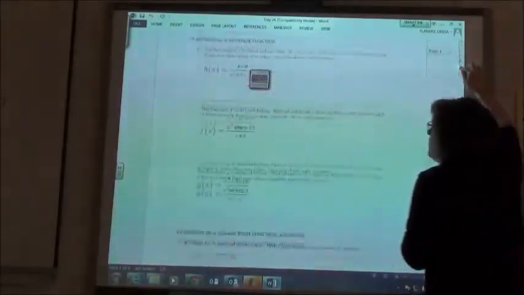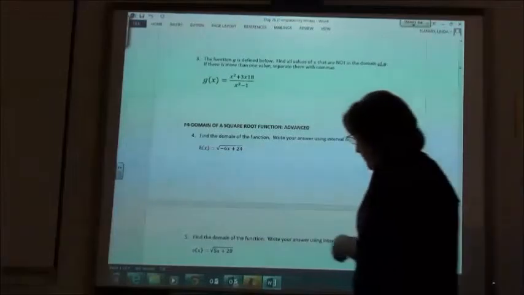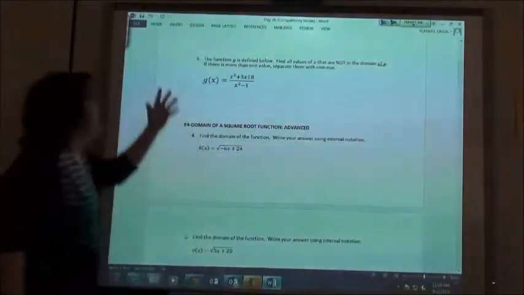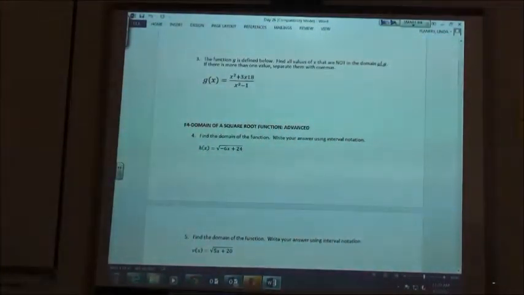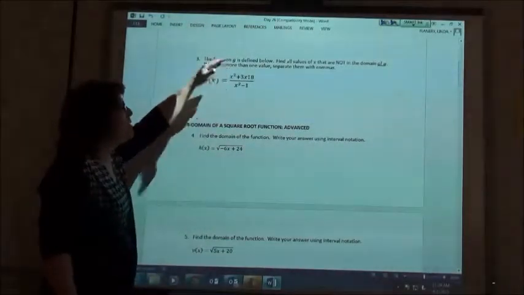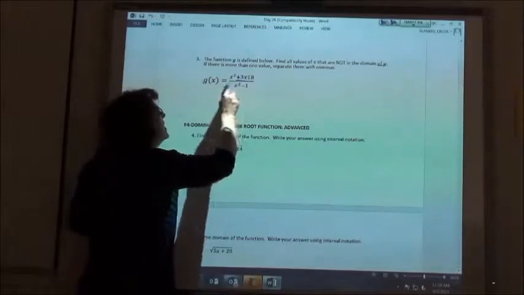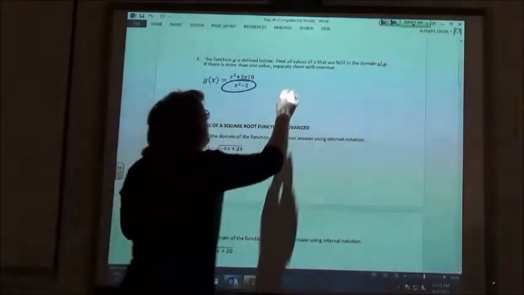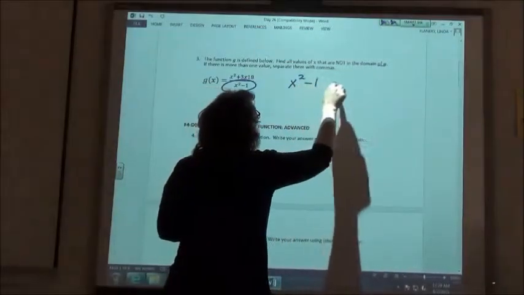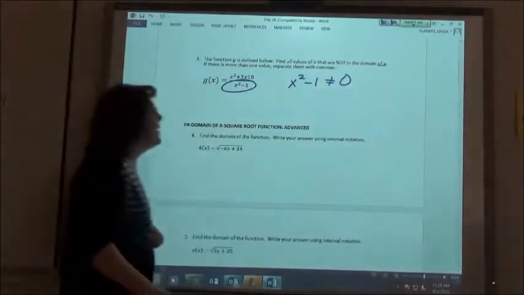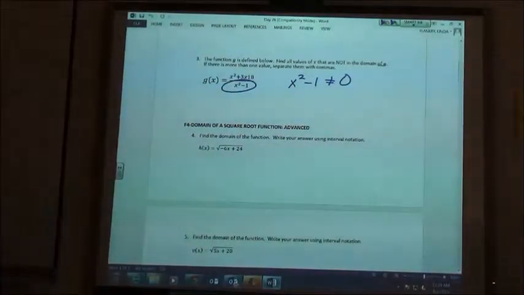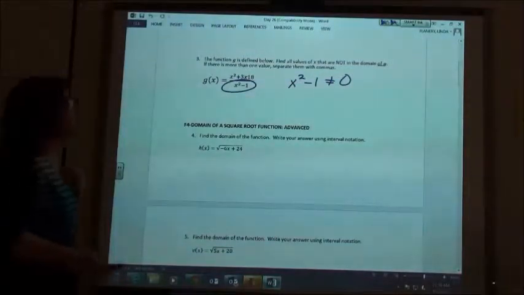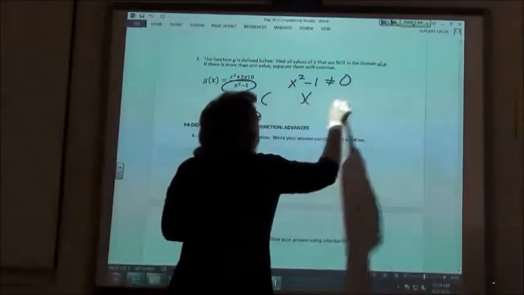Third one then, same kind of thing. Find the values that are not in the domain of g. I have a rational expression, one that's a fraction. I know the denominator of my fraction can't equal 0. I'm always using the denominator. The x squared minus 1 cannot equal 0. Again, on this one I have a quadratic expression, one with the squared term. I have to solve it by factoring.